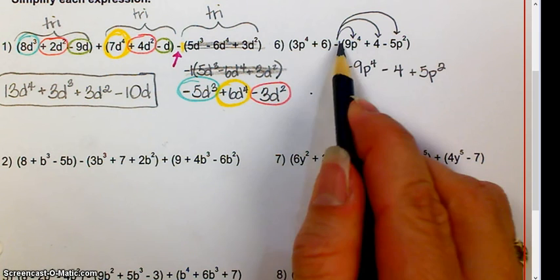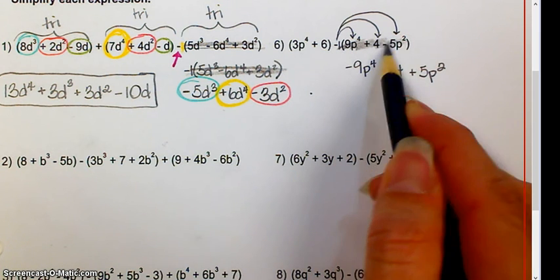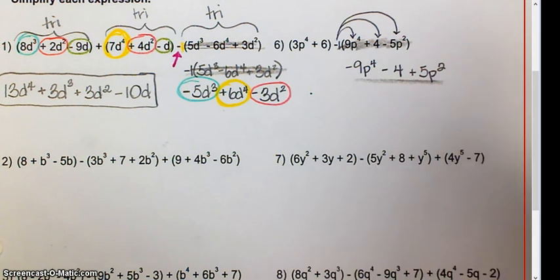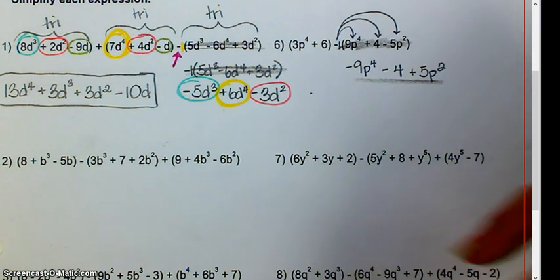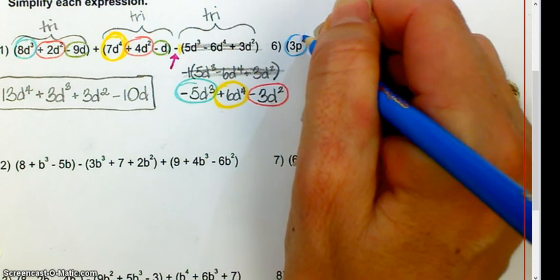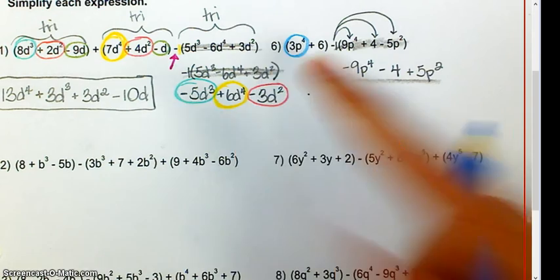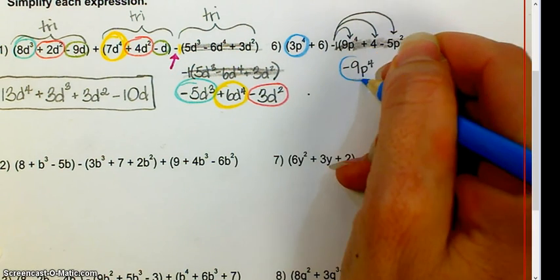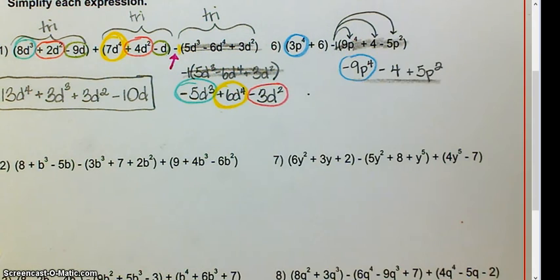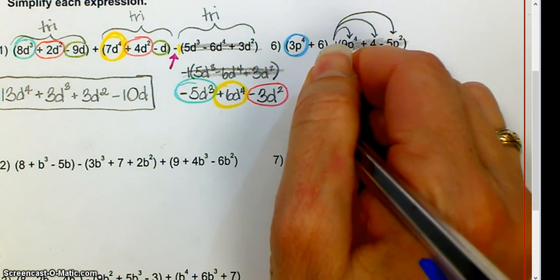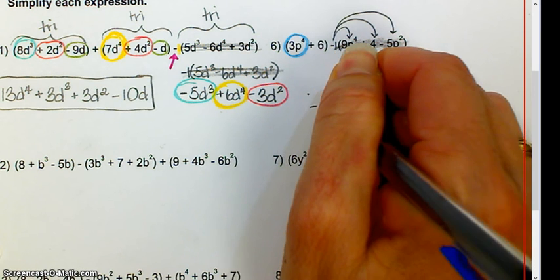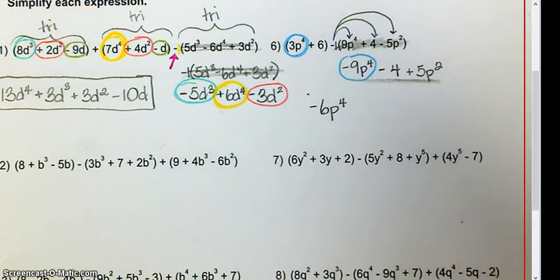So basically, I've done the distributive property. This is what I have now. Okay? Here I go. Highest degree. Okay, so I'm going to do 3p to the 4th. That's a positive 3p to the 4th. This is a negative 9p to the 4th. Add them. Negative 6p to the 4th.